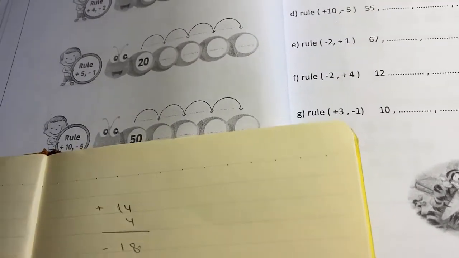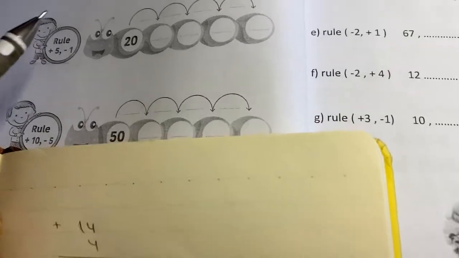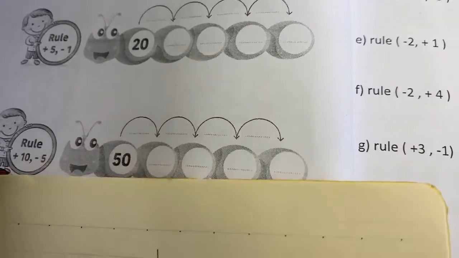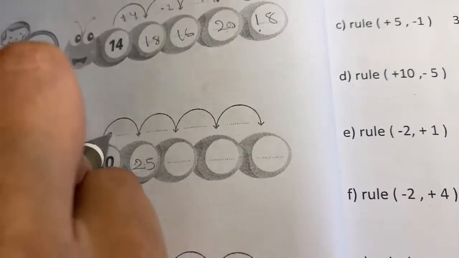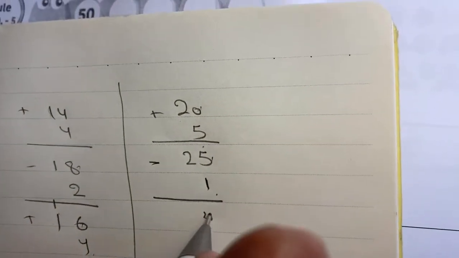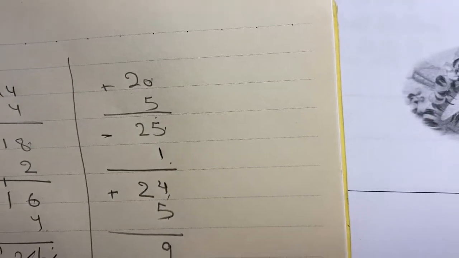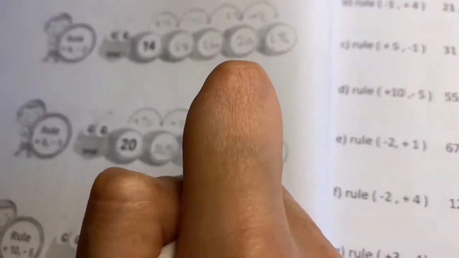Here, the third example. The rule is plus 5 minus 1. Plus 5 minus 1. Okay. 20 plus 5. 0 plus 5, 5 and 2. Here we will write 25 plus 5. Then minus 1. 5 minus 1 equals 4 and 2, 24. Then we will add 5. 5 plus 4 equals 9 and 2, 29. We will subtract 1, 29 minus 1, 9 minus 1 equals 8 and 2, 28.